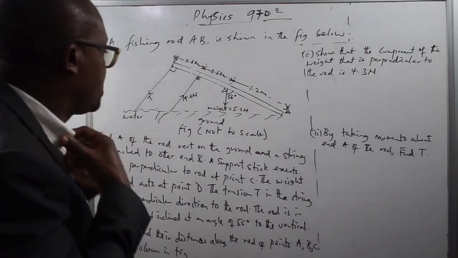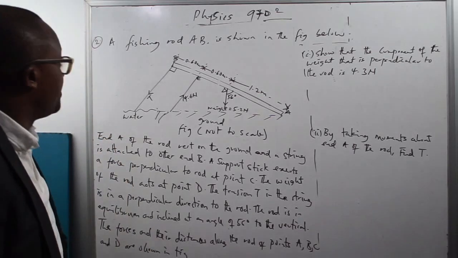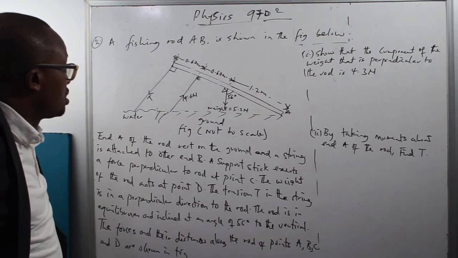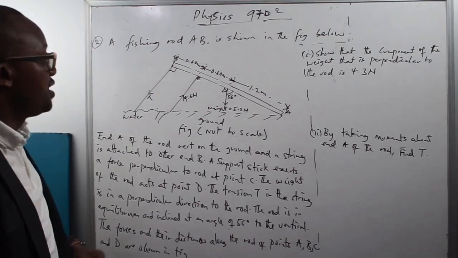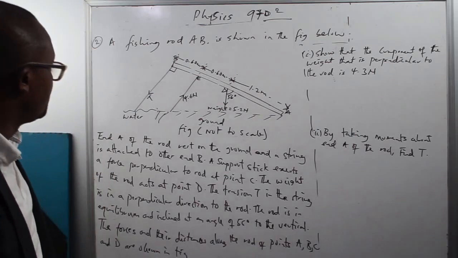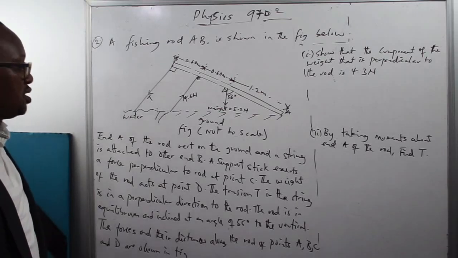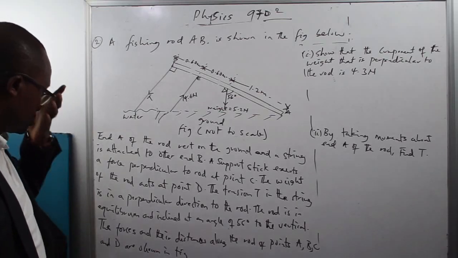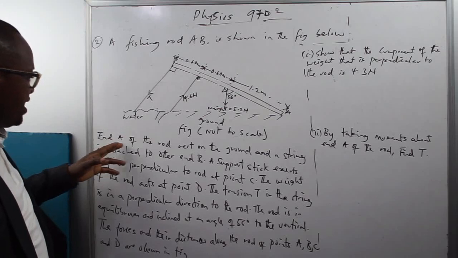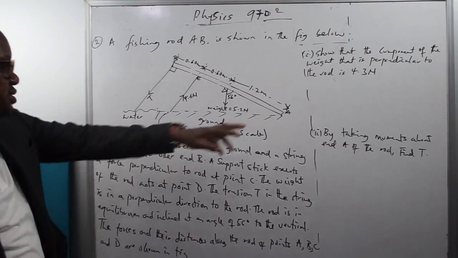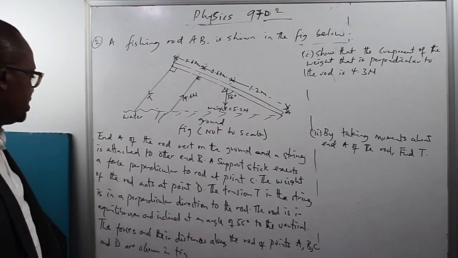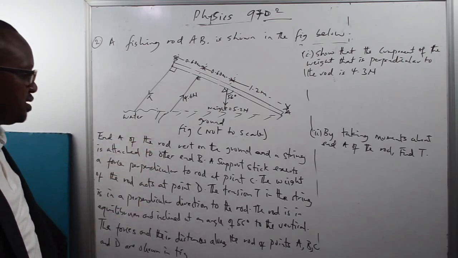We take the second question on the principle of moments. Now, look at this. A fishing rod AB is shown in the figure below. The figure is not to scale. End A of the rod rests on the ground and a string is attached to the other end B.